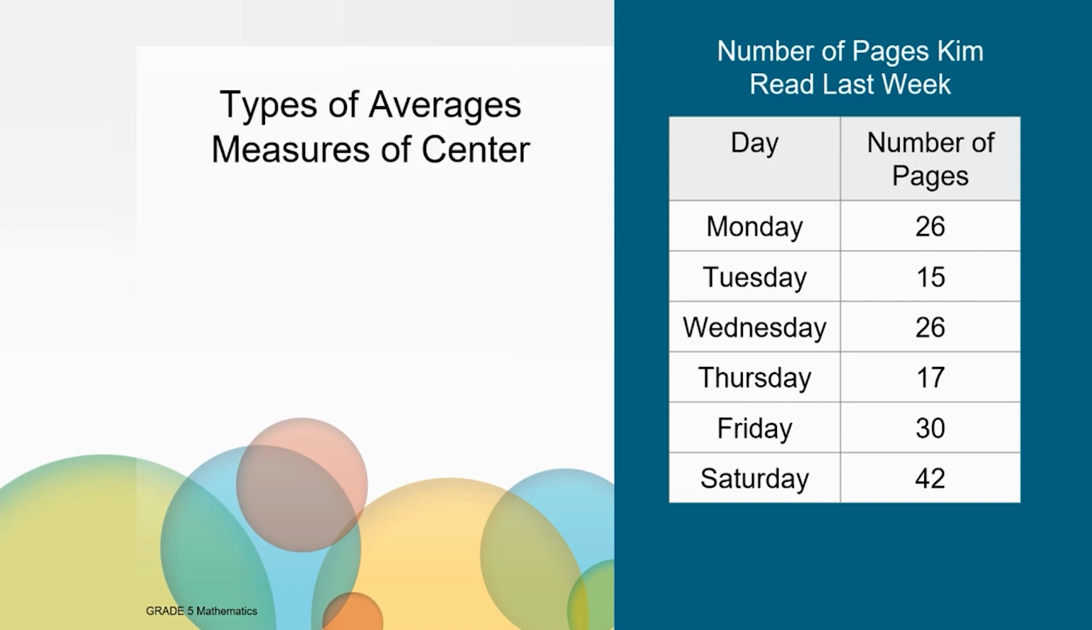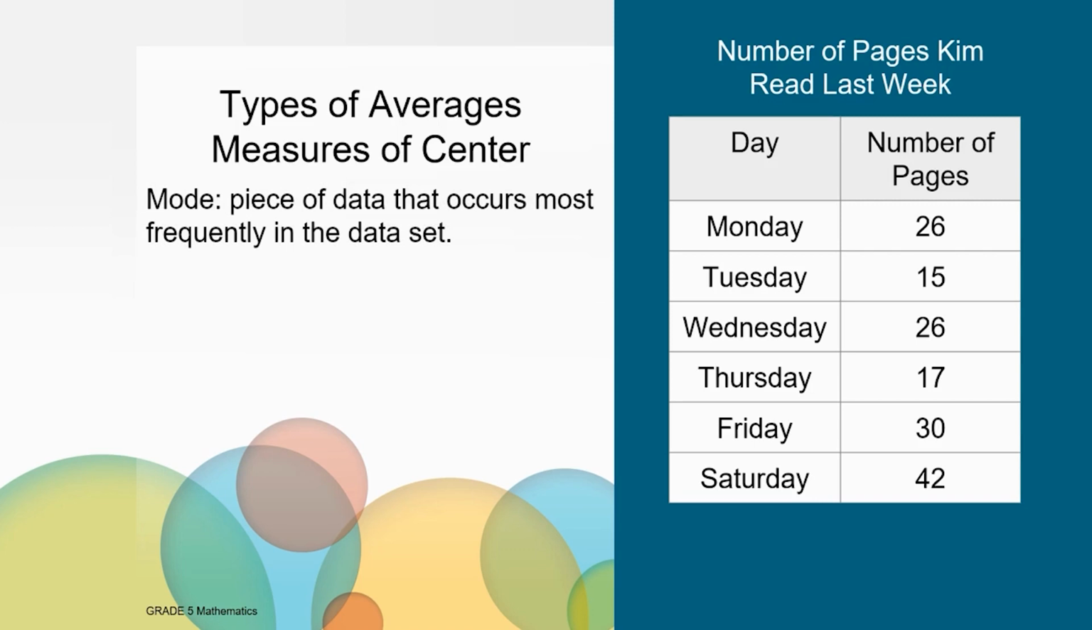Well, there are different types of averages or measures of center. One type of average is mode, which we learned about last week. The mode is the piece of data that occurs most frequently in the data set. We already established that the mode of this data set is 26 because Kim read 26 pages on 2 different days. The median is the middle value of a data set organized in order from least to greatest or from greatest to least. We will learn more on median in a future lesson later this week.